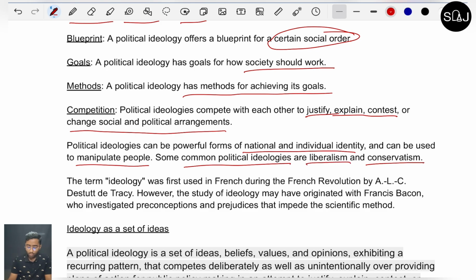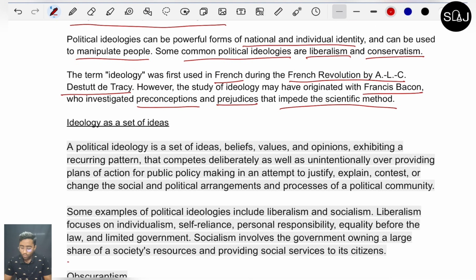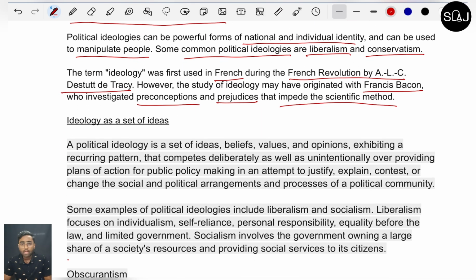The term ideology was first used in French during the French Revolution by A.L.C. Destutt de Tracy. However, the study of ideology may have originated with Francis Bacon, who investigated preconceptions and prejudices that impede the scientific method.